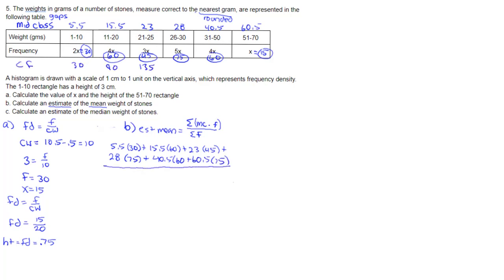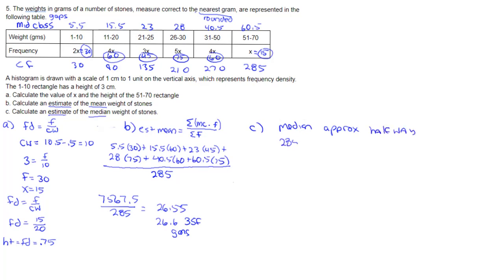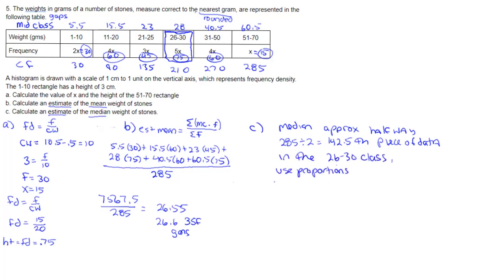And we need a total number of pieces here. It's going to be 285. All I've got to do now is plug it in the calculator, and I find out that the mean is 26.55. Now, to calculate the median, it's going to be an approximation. About halfway is about the 142.5th piece of data. We can see clearly it's in the 26 to 30 class, and we're going to use the proportions to figure this out.